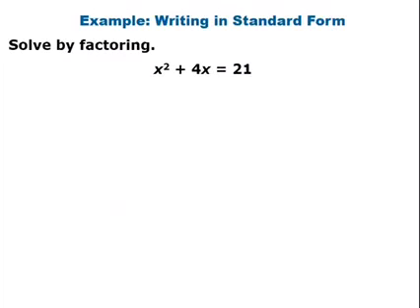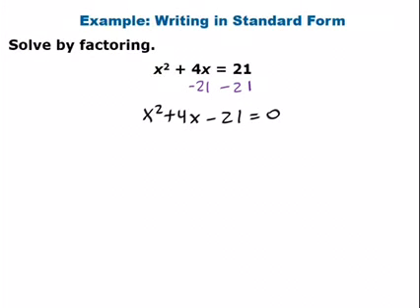So in the next example, you can see we have x squared plus 4x equals 21. Well, this is supposed to be set equal to 0, so something's wrong there. Well, the 21 is on the wrong side. It's our c value, but it needs to be moved. So we'll start this problem by subtracting 21 from both sides. And so that changes our quadratic into x squared plus 4x minus 21 equals 0. Now we can factor this.